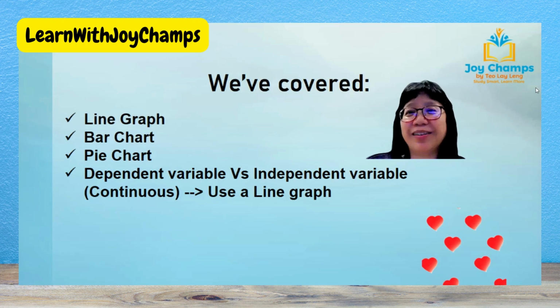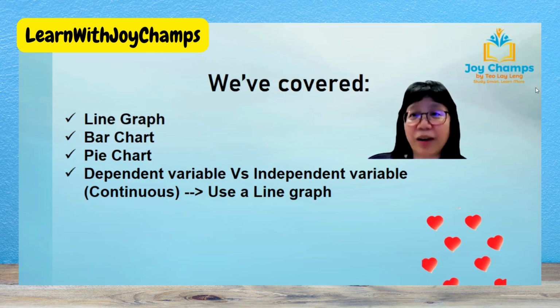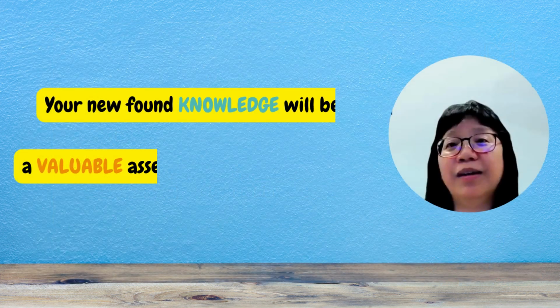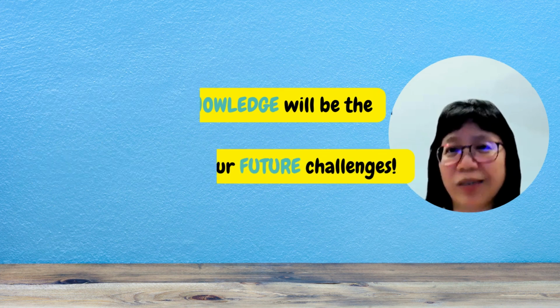That's a wrap to our lesson on how to tackle graph-based question using data presented in the questions. We have covered the essential type of graphs like the line graph, the bar chart, and the pie chart today, and how to select the type of graph to use given the kind of data you are presented. As you continue your journey in science, do remember the key points I've shared with you today on how to tackle graph-based question. Your newfound knowledge would definitely be a valuable asset to your future challenges.